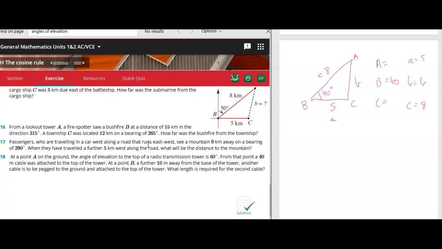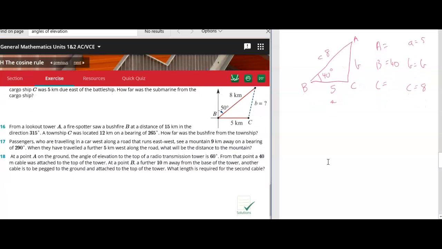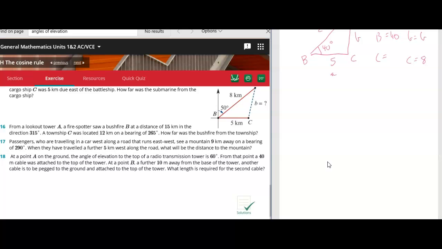All right, question 15. From a lookout tower A, a fire spotter saw a bushfire B at a distance of 15 kilometres in the direction of 315 degrees. I don't like this pink anymore. I'm going to change. It was annoying me a while ago, but I thought during a diagram I'll use a new colour. Okay, so here's A. Let's draw our north, because we're doing some bearings here.